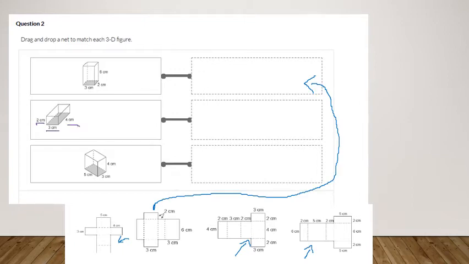The next one has side lengths of 2, 3, and 4. The only one that had 2, 3, and 4 is this one. And then last but not least, you've got 3, 4, and 5. I see this one also has a measurement of 6. There were no measurements of 6 listed, so it has to be our first one. So that is how we're going to lay out our nets.